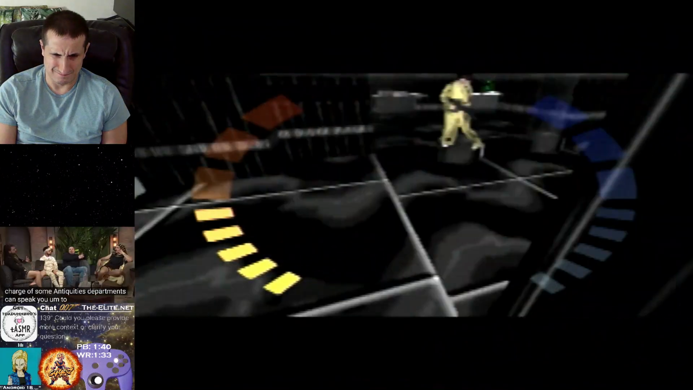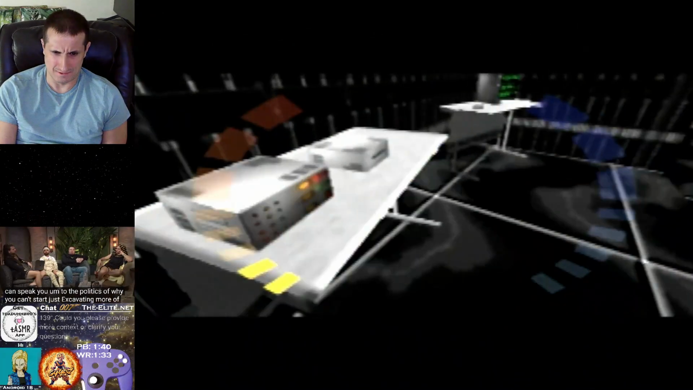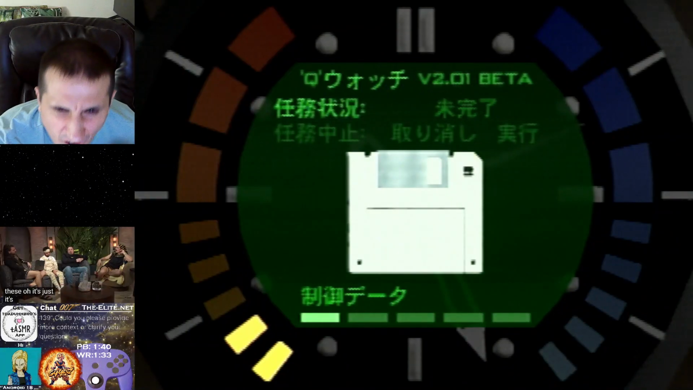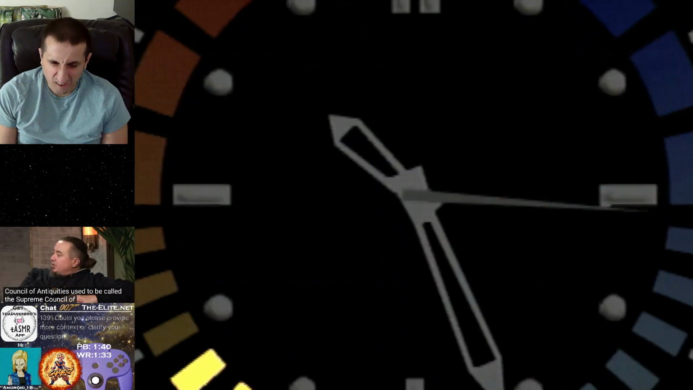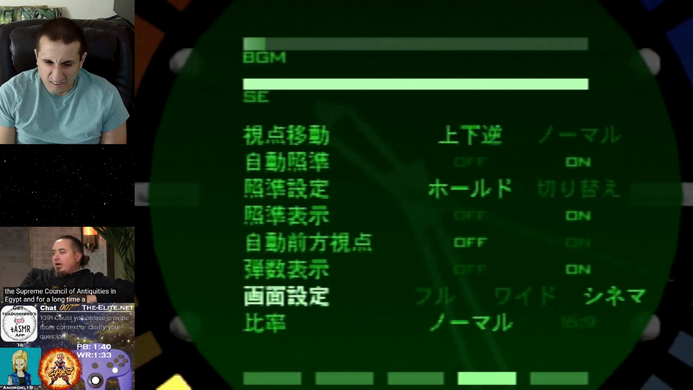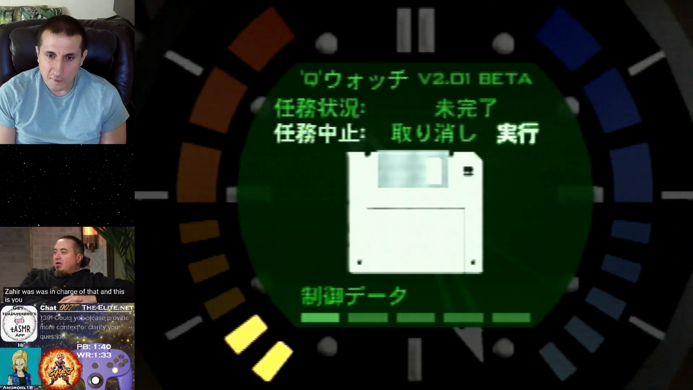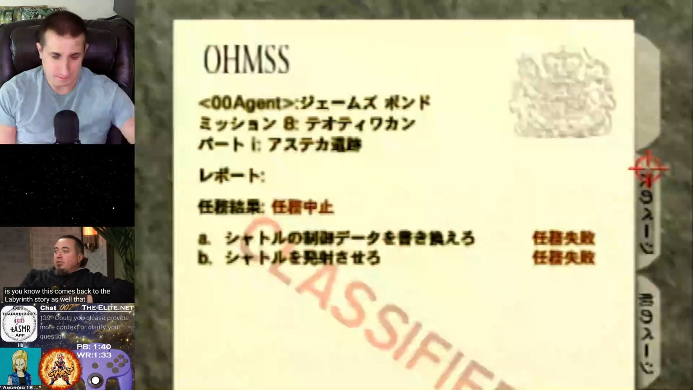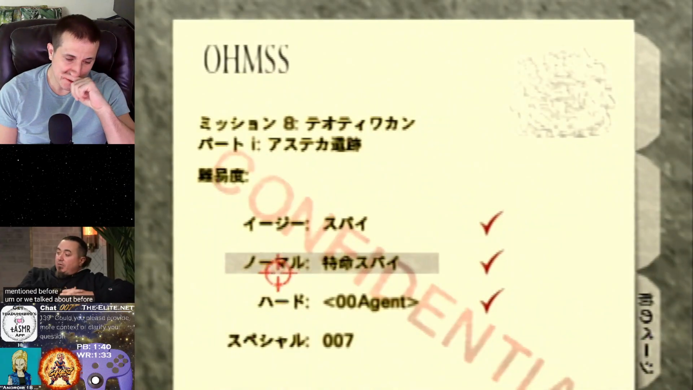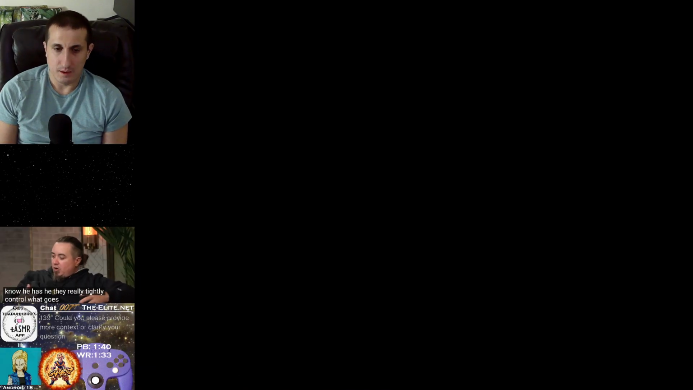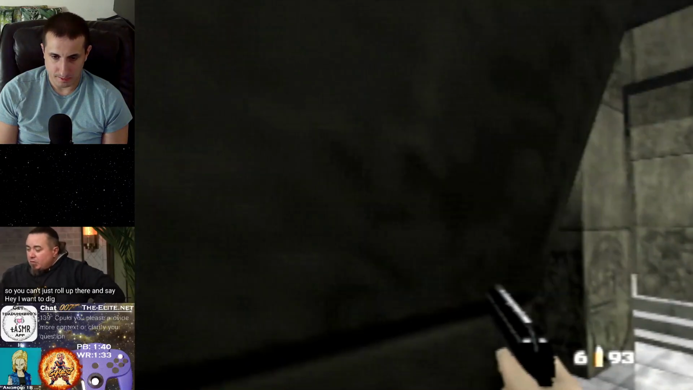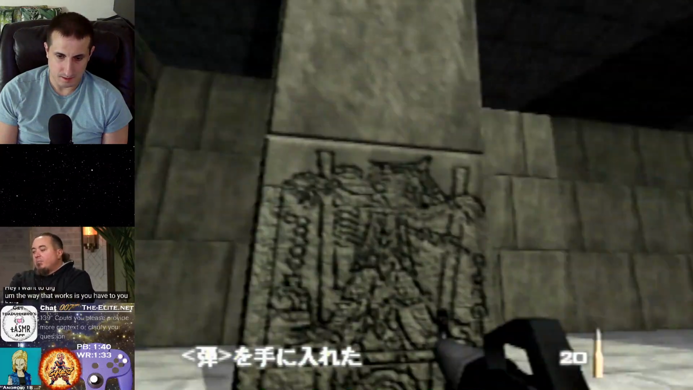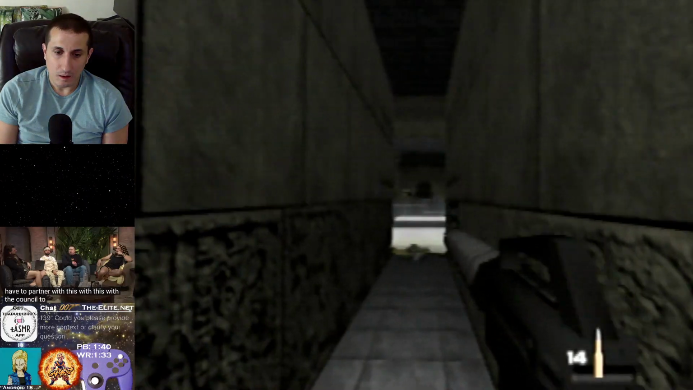Can you speak to the politics of why you can't start just excavating more of these shafts? It's controlled by the Council of Antiquities. It used to be called the Supreme Council of Antiquities in Egypt. For a long time, a guy named Zahi Hawass was in charge of that. And this comes back to the labyrinth story that we talked about before. They really tightly control what goes on at the sites, right? So you can't just roll up there and say, hey, I want to dig. The way that works is you have to partner with the council to do anything.